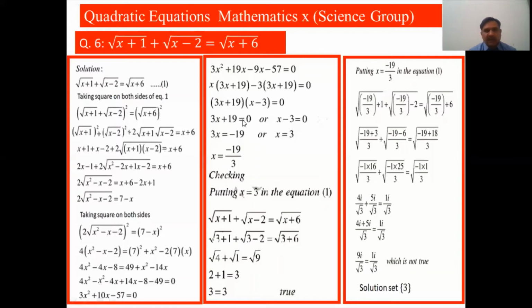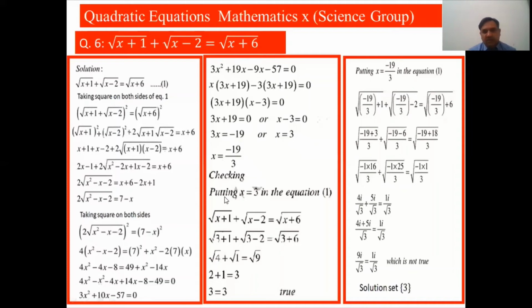So 3x plus 19 is equal to 0, or x minus 3 is equal to 0. It means 3x is equal to minus 19, or x is equal to 3. So 3x is equal to minus 19, so x is equal to minus 19 by 3. So we have two solutions: x is equal to 3 and x is equal to minus 19 by 3. Now we have to check whether these solutions satisfy this equation or not.